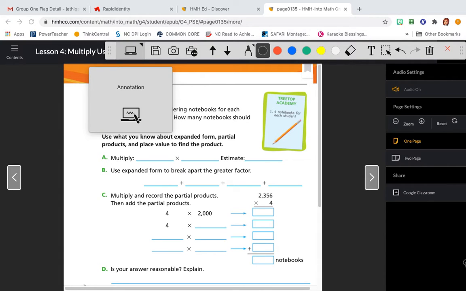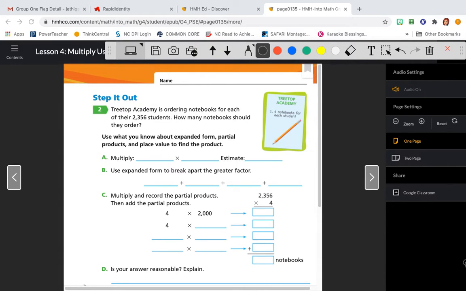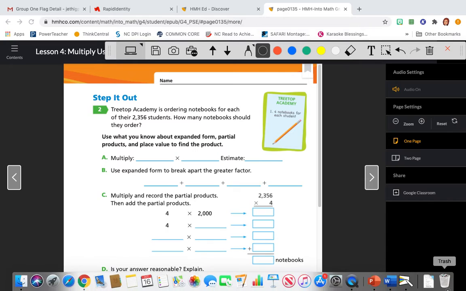Okay, so at this point, you should have had a chance to complete page 115 on your own. So let's look at Step It Out together. Number 2, Treetop Academy is ordering notebooks for each of their 2,356 students. How many notebooks should they order? Use what you know about expanded form, partial products, and place value to find the product. So remember, product is the answer. So A, they want us to multiply.